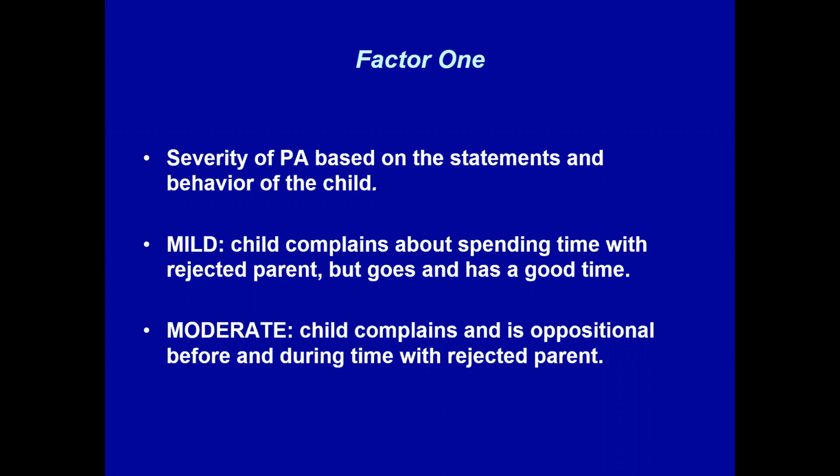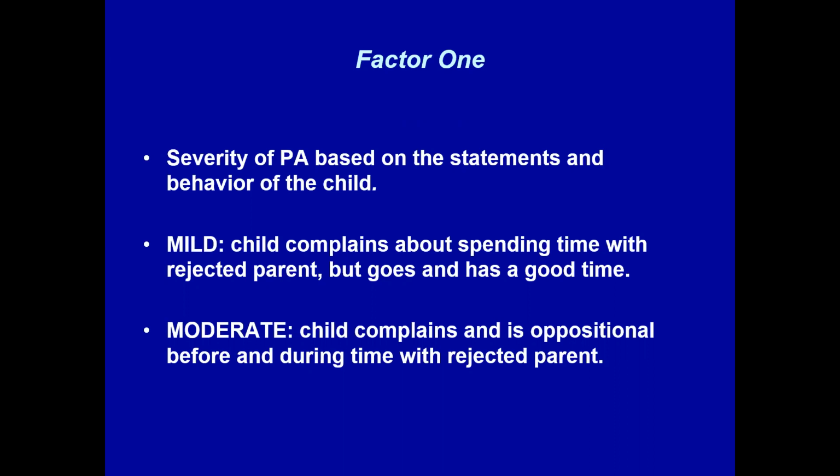So here's an important thing: parental alienation can be mild, moderate, and severe. And it's based on factor 1. In other words, whether it's mild or moderate or severe is based on how vigorously the child refuses to see the other parent. Mild is pretty easy. The child says, I don't want to go see mommy or daddy, but the child goes, and once they're there, they're fine. They put up some verbal complaints, but once they go, they're fine with the rejected parent.